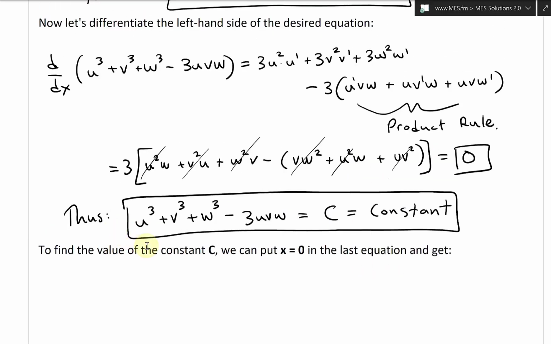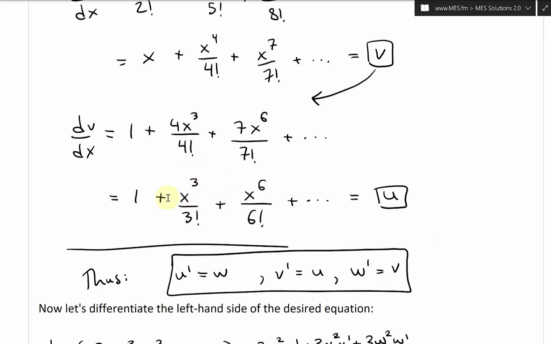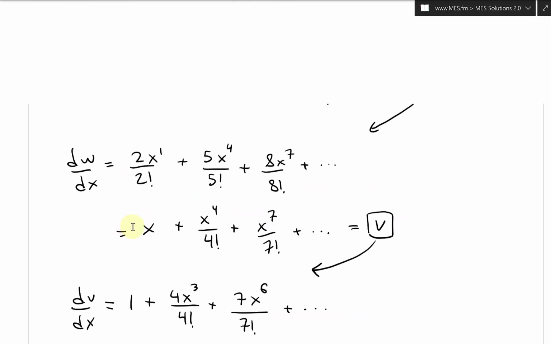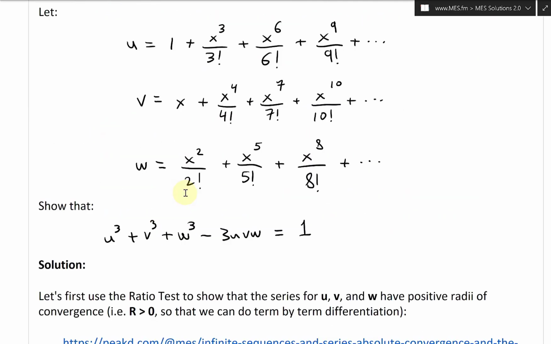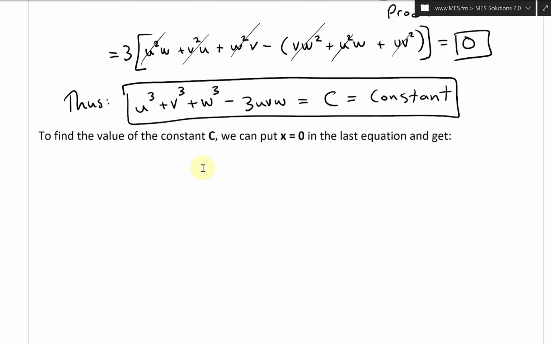All right, and to find the value of the constant, we can put x equals 0 into the last equation right over here. If we look at our u, v, w, here's our u, here's our v, if you scroll all the way back up and look at it. If we put in x equals 0 in all of them, w is equal to 0, v is equal to 0 because all vanish, and all we're left with is u equals 1. Which is quite remarkable. So let's go back here. So we get 0 for everything, and u becomes 1.